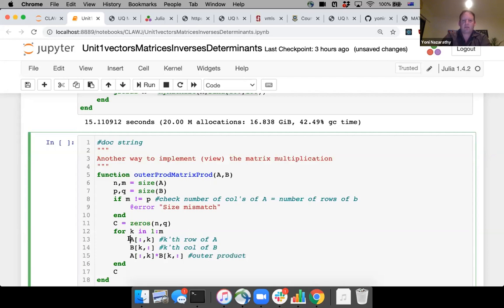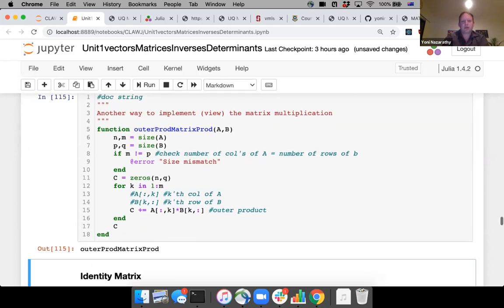These here are just comments. So that's an outer product. Let's do C plus equals this outer product: the kth column of A and the kth row of B. Yes, thank you, the indexing is correct. So this is C. That's outer matrix prod. Let's see if this thing works.